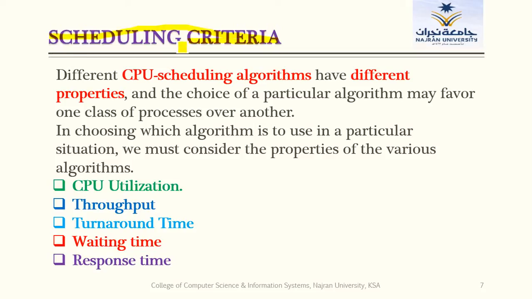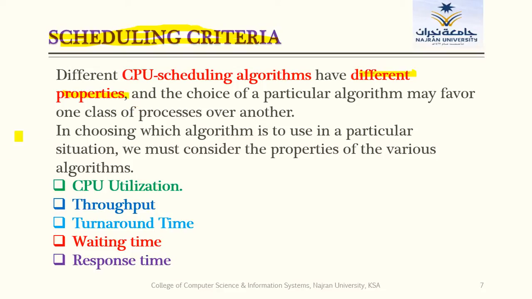Scheduling criteria. Whenever we are selecting any algorithm, some criteria should be in our mind. Whenever we are going to purchase anything from the market, some criteria is in our mind, like how much money I have, how much quality I need, so many things. In the same way, whenever we are selecting any algorithm, some criteria should be in our mind, because different CPU scheduling algorithms have different properties. So we need to study those properties, what properties one algorithm has and what our criteria are. Then accordingly we will choose the particular algorithm.